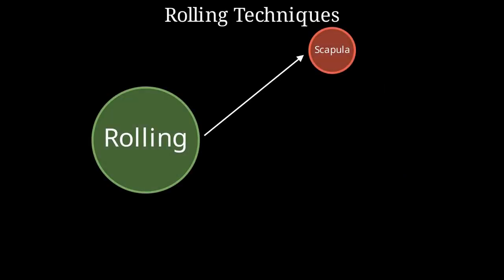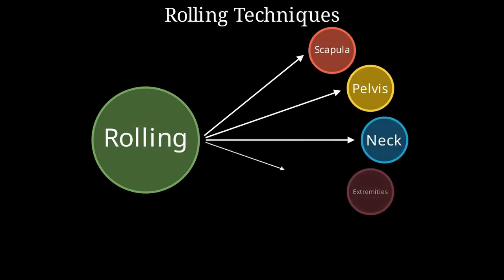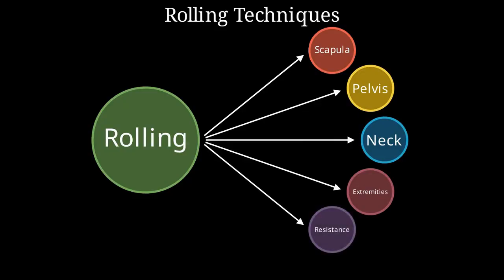Rolling is both a functional activity and a full-body exercise. Therapists facilitate rolling using combinations of scapular, pelvic, neck, or extremity motions. Resistance and specific commands help reinforce desired movements. Rolling can be performed forward or backward using different muscle patterns.